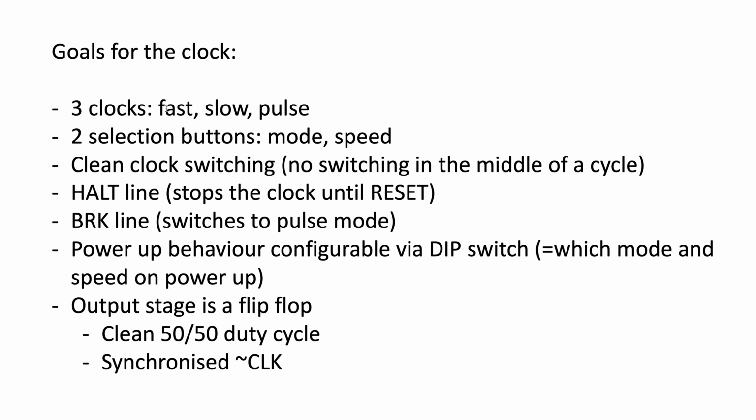There's going to be 2 selection buttons. One for the modes, whether it's free running clock or pulse clock, and one for the speed, fast or slow. I want to make sure that we have clean clock switching. So that means no switching in the middle of a cycle so that we don't break any running programs. There's going to be a hold line, which will stop the clock until reset, and a break line, which will switch to pulse mode. The goal for the break line is to be able to programmatically activate it so that we can put breakpoints in the code.